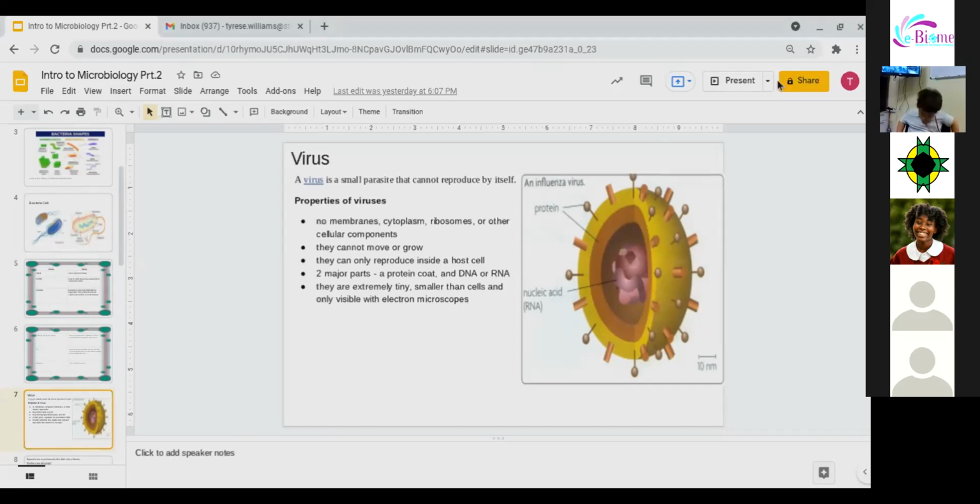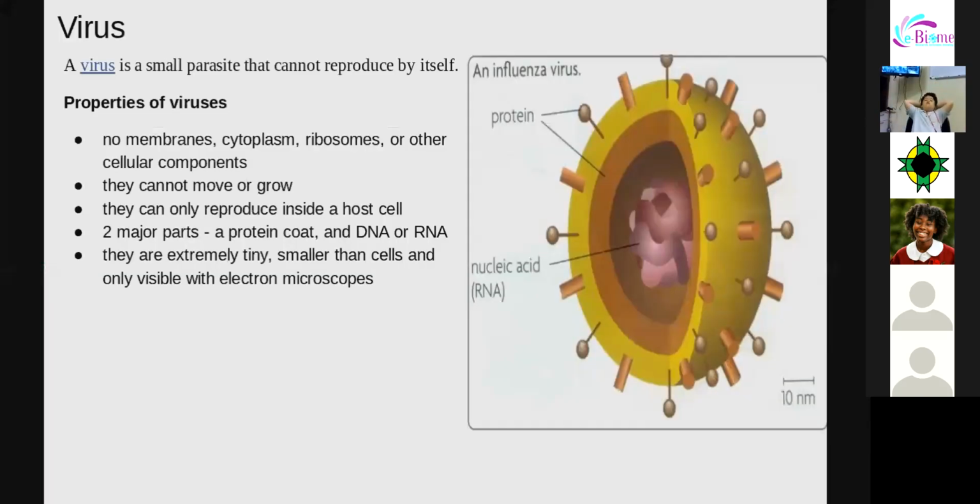So let's go on to viruses. Now we learned about bacteria, but the virus is actually a harmful microorganism. We say a virus is a small parasite that cannot reproduce by itself. When you hear the word parasite, what comes to mind?